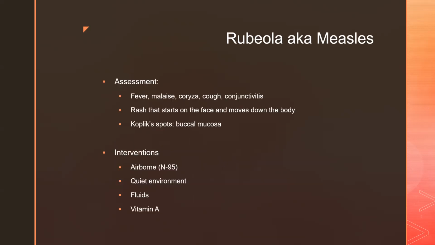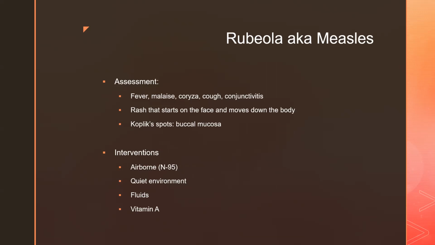And so let's talk about assessment findings for these patients. In general, they're going to have fever, malaise or tiredness, coryza, which is kind of that red ringed eyes, a cough, and some conjunctivitis, usually without any drainage. Then we also have the classic rash, if you will, that starts on the face, and then as it progresses, it will move down the body. Then they also have what's called Koplik spots, which are white dotted spots on the inside of the cheeks, or the buccal mucosa. So very classic of AKA measles.